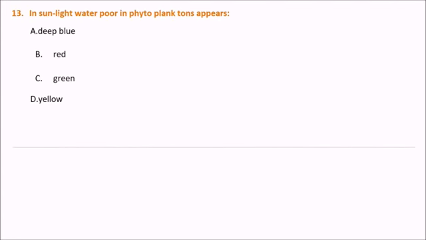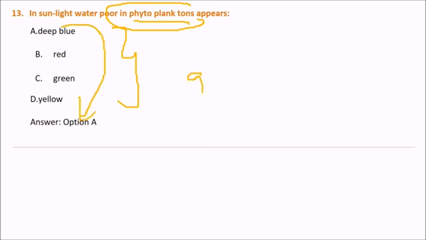Leaf area index. In sunlight, water poor in phytoplanktons appears what? We have seen when it is full of phytoplankton, then what happens? And in this case, it will be deep blue. If it is more, it will be green. If it is less, it will be deep blue.